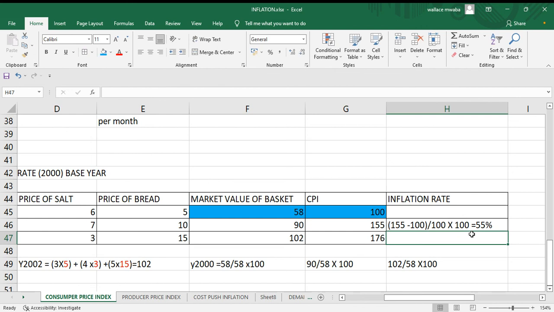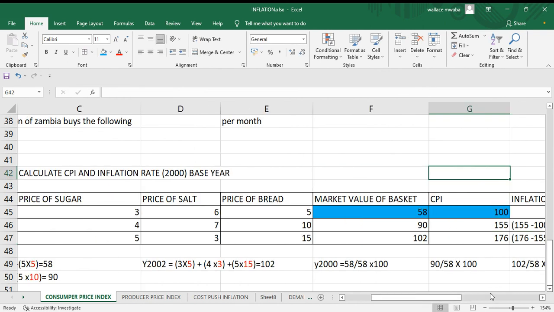Then when we're comparing 2002 and 2001, it's 176 minus 155, divided by 155, times 100. What do we get? 21% increment. So that's how you calculate the CPI and the inflation rate.